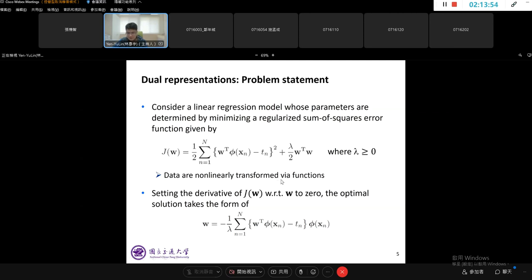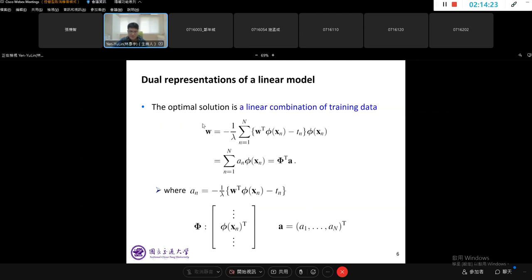In the first lecture, we showed how to determine the optimal value of W. The optimization technique is to set the derivative of this objective function with respect to the learnable parameters W to 0. We will get a closed-form solution. This is the solution. I write down the optimal solution at the top of the slide. Let's analyze the property of this optimal solution.